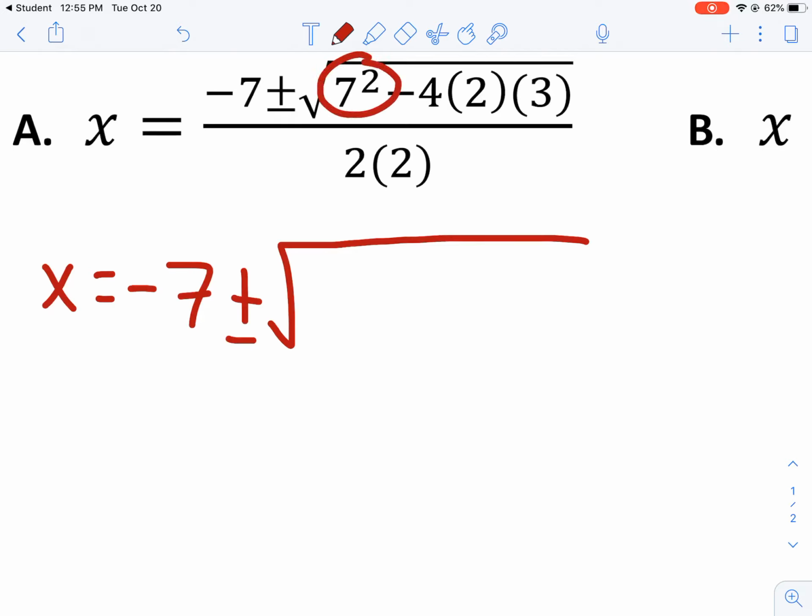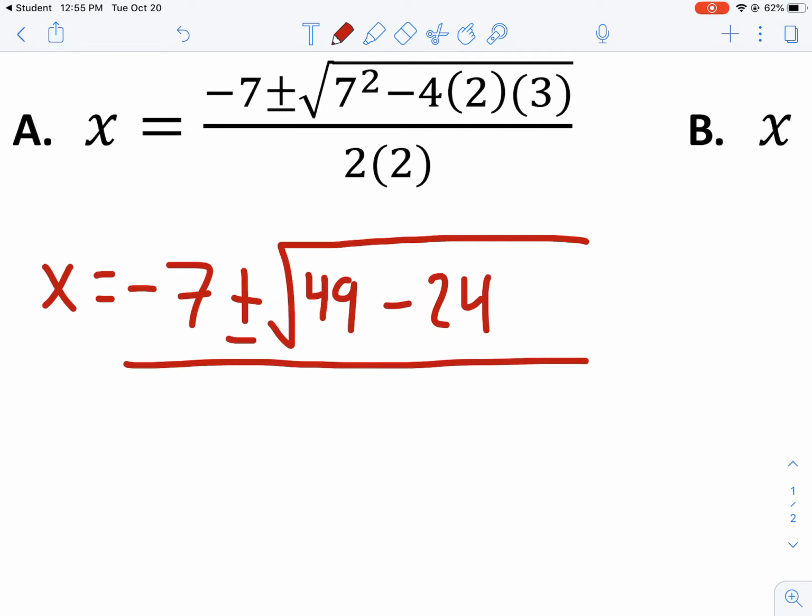So the first thing we can do, 7 squared. We know what that is, so that's 49. So we can do that. The next thing we have is this right here. So this is all multiplication, all right? So we need to do -4 times 2 times 3. And that gives us -4 times 2, that's -8. And then -8 times 3 is -24. And then on the bottom, we've got 2 times 2, which is 4.